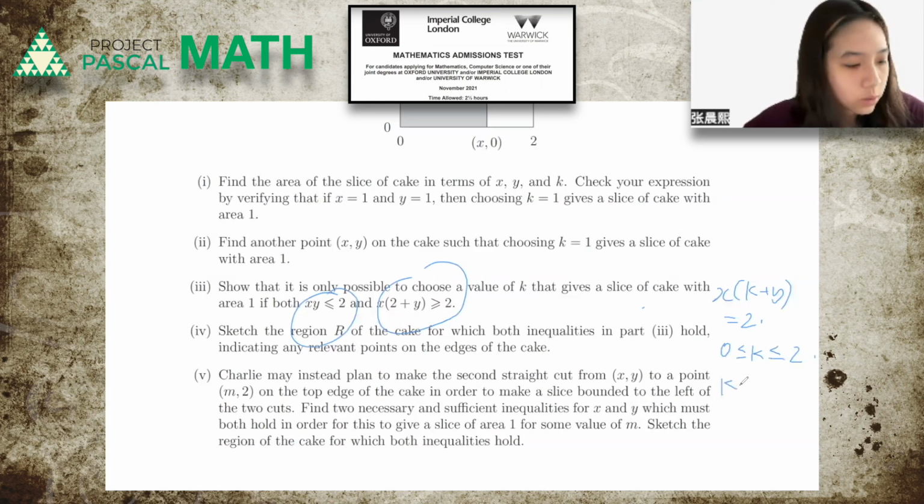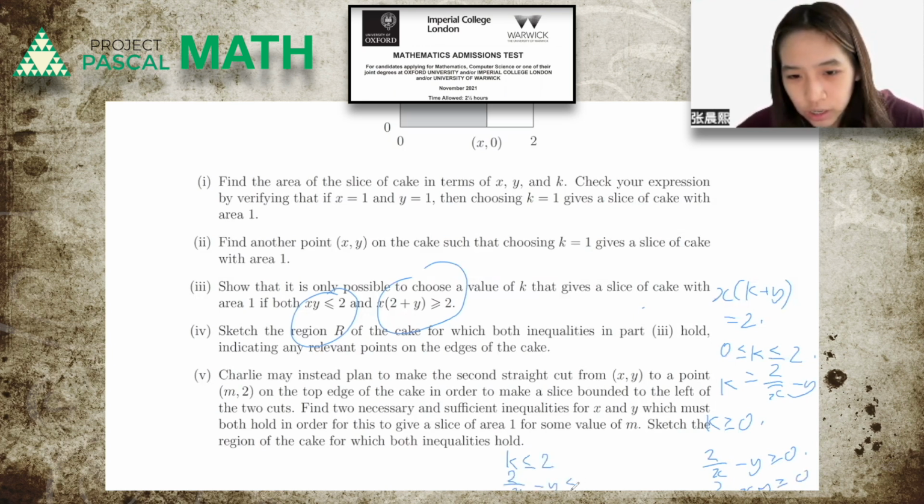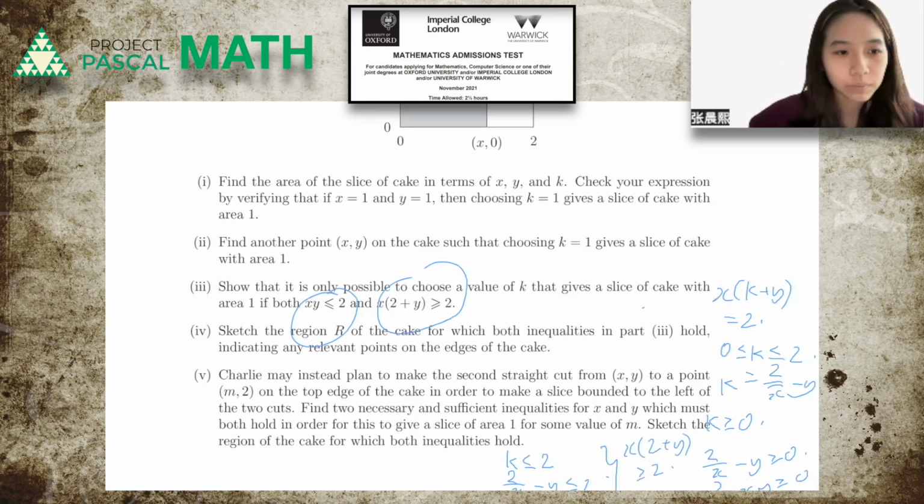So you know k is equal to 2 over x minus y. When k is larger than or equal to 0, 2 over x minus y is larger than or equal to 0 as well. So 2 minus xy is larger than or equal to 0, which is true. Then for k less than or equal to 2, you rearrange it, and you get x times 2 plus y is larger than or equal to 2. So this is true for both.